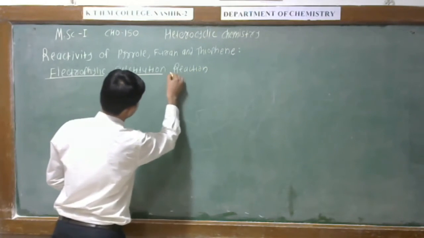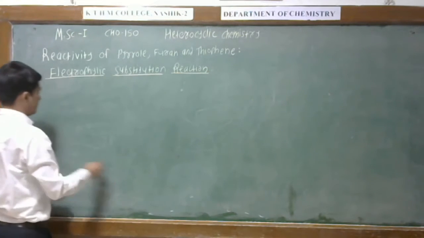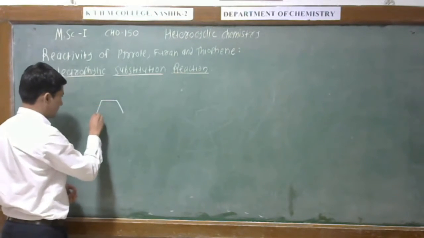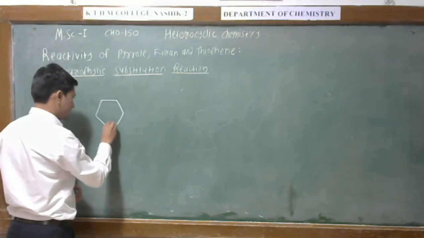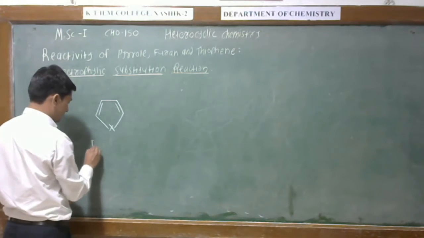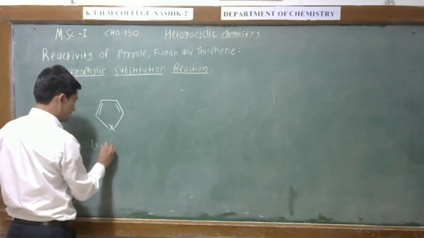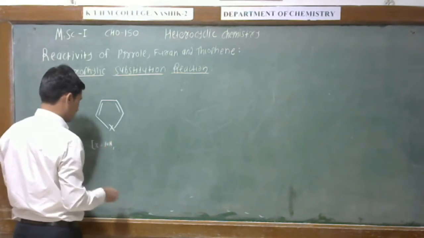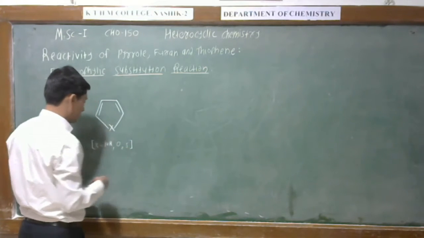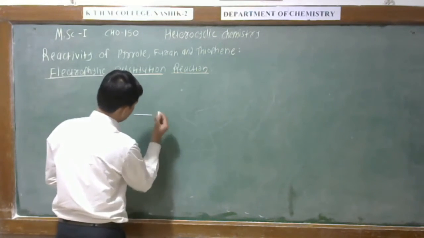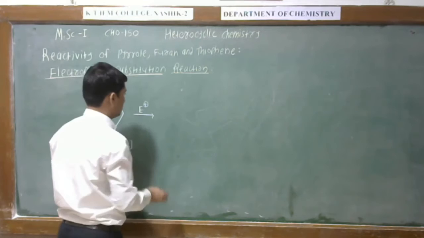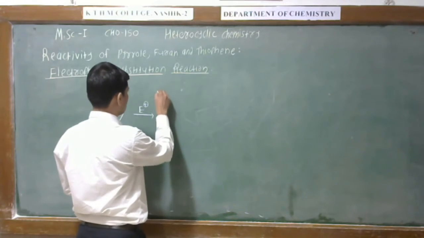In electrophilic substitution reaction, we have taken here the general structure of the 5-membered heterocyclic compound. Here X is the heteroatom, where X is equal to NH for pyrrole, oxygen for furan and sulfur for thiophene. So, when these heterocyclic compounds react with an electrophile, there are two types of substitution.